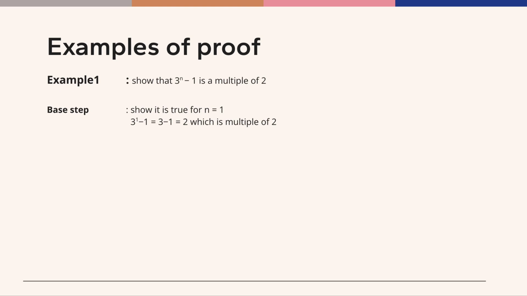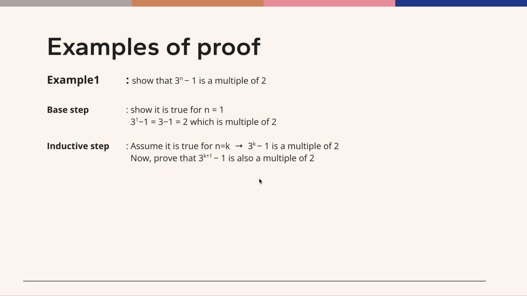Now, for our next step, what is it? Well, it's the inductive step. So for the inductive step, we assume that the proposition is true for n equal to k, which then we will get 3 to the power of k minus 1 is a multiple of 2. As you can see here, this is the original proposition, and in the case for n equal to k, we substitute n by k and we'll get this.